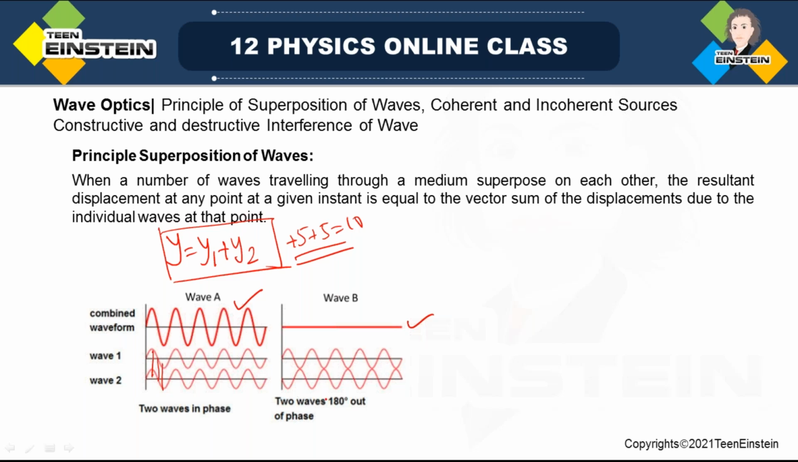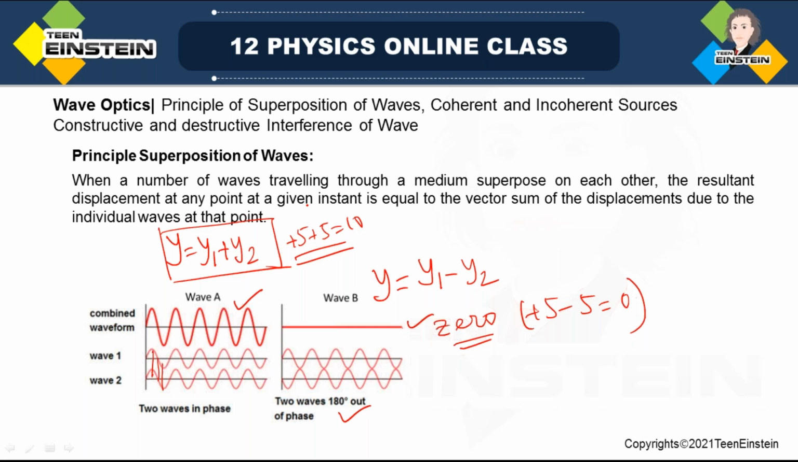And now when the waves are out of phase, 180 degrees out of phase, then you will get 0 intensity over here. Sorry, 0 displacement, or the amplitude of the displacement will be 0. As I told, plus 5 and minus 5 will give rise to 0. So this is actually the resultant displacement y1 minus y2, suppose.